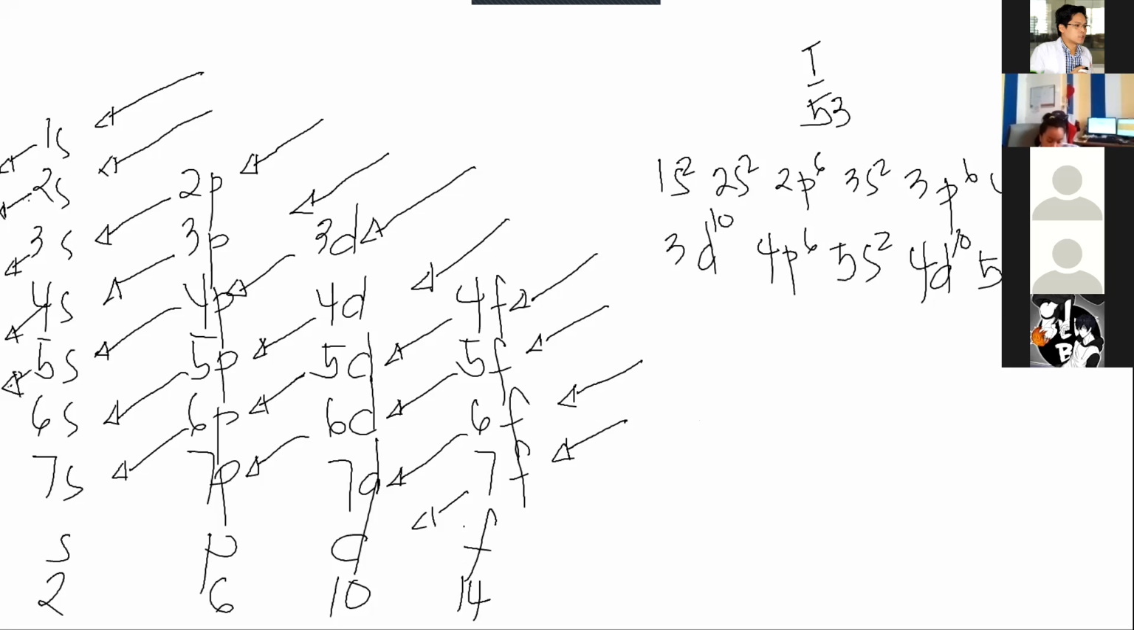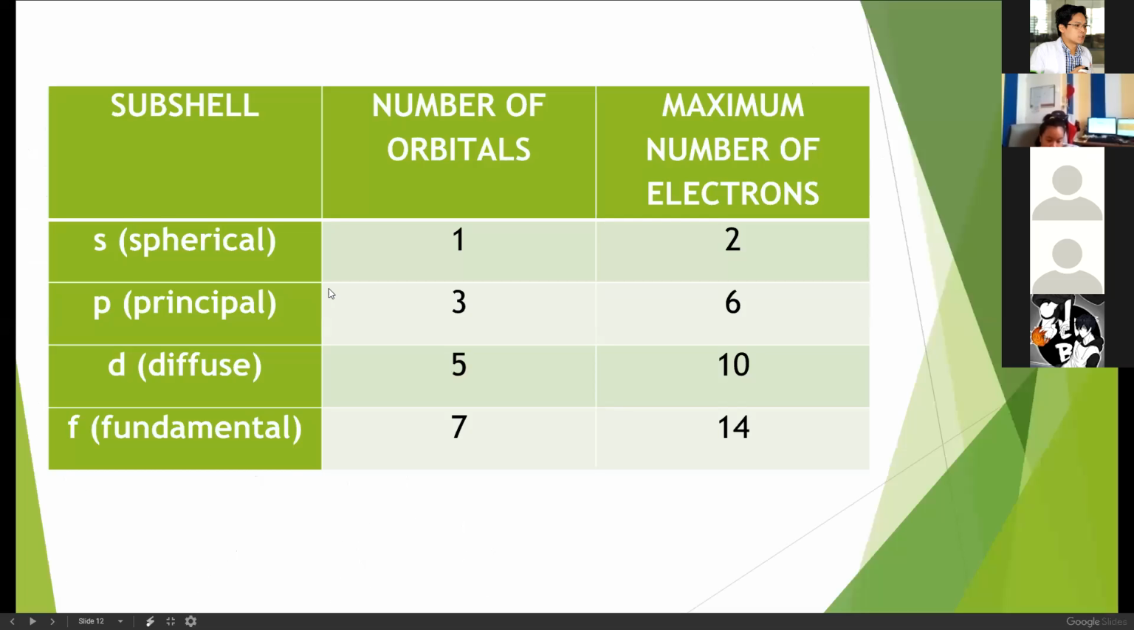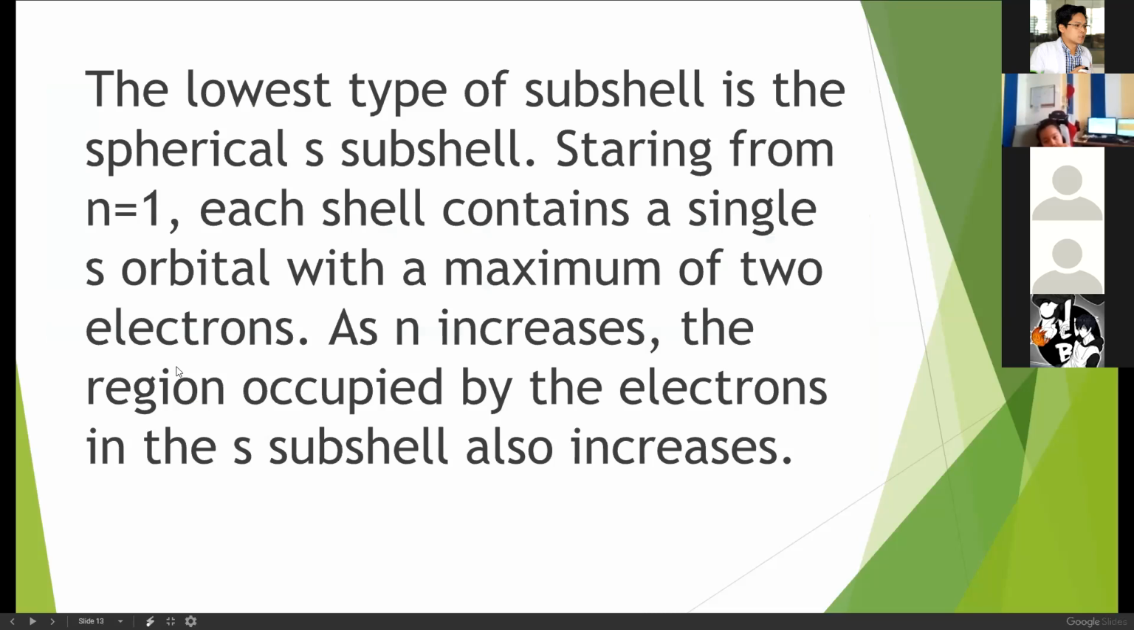I'll be sharing my screen again. Okay, we are done with this. So let's continue. Can you see my shared screen now? Everyone? Yes, sir. The lowest type of subshell is the spherical subshell, starting from n=1 with a single orbital, maximum 2 electrons. We already discussed this one.